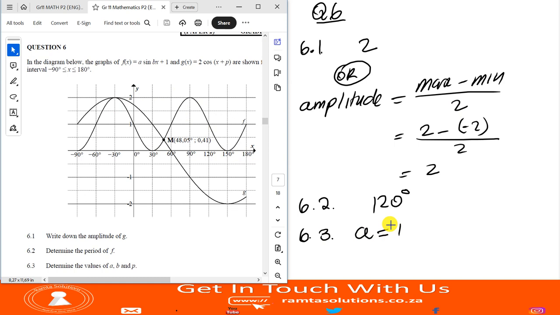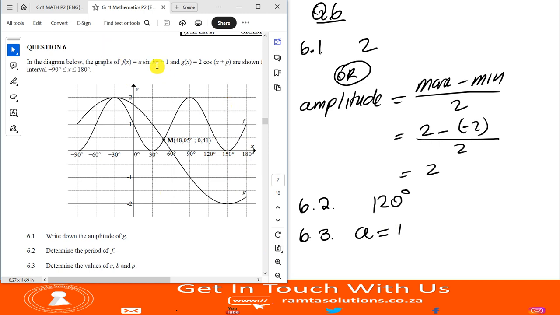Amplitude is maximum minus minimum all over 2 when you look at your graph. So maximum is 2, minimum is 0. 2 minus 0 all over 2 will be 1. So our amplitude is 1. Happy? Right. Now, let's look for the value of B.